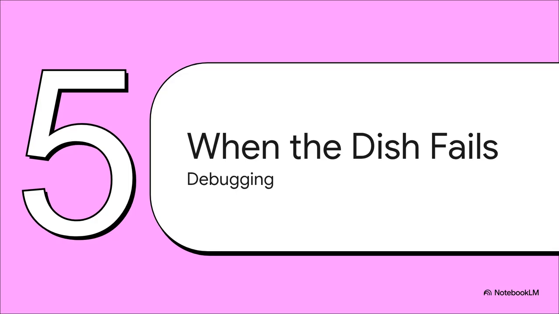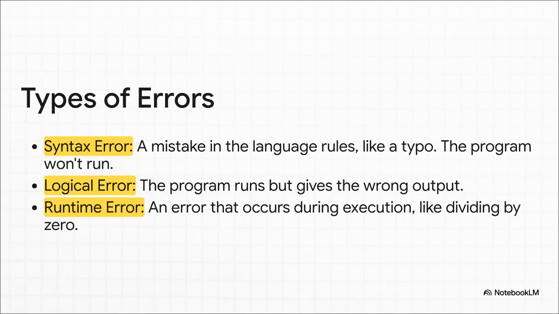So, what happens when you follow all the steps, but the final dish just tastes wrong? It happens. It happens to every single chef, and it happens to every single programmer. Don't worry about it. The process of finding and fixing these little kitchen mishaps is called debugging, and it's a totally normal part of creating anything. Generally, you'll run into 3 kinds of errors. First, a syntax error. This is basically a typo in your recipe. You spelled something wrong or forgot a comma. The interpreter literally can't read it, so it won't even try to start.